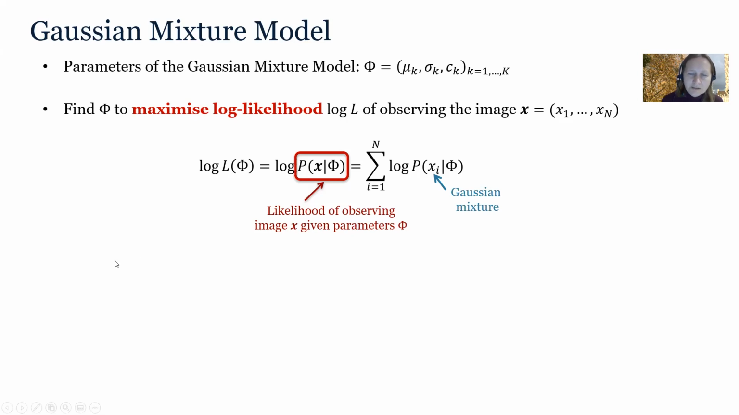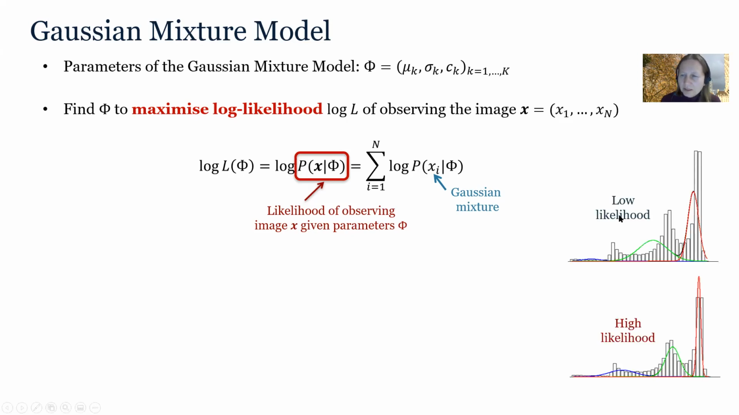And if we assume that the voxel intensities are independent from each other, we can rewrite it like this. So you know that we would multiply the probabilities for each voxel, and if we take the logarithm, then it's actually just the sum of logarithms of these probabilities. And here we got our Gaussian mixture. So the likelihood for an individual pixel or voxel intensity is our Gaussian mixture.